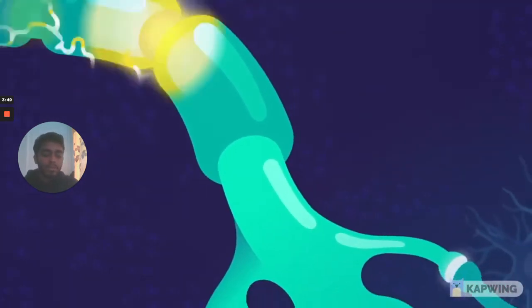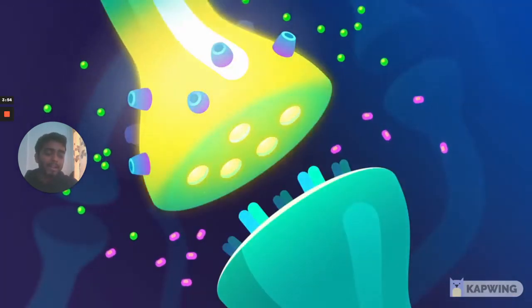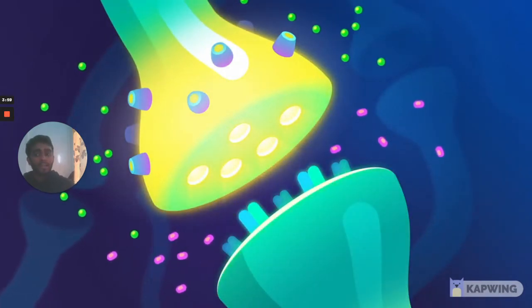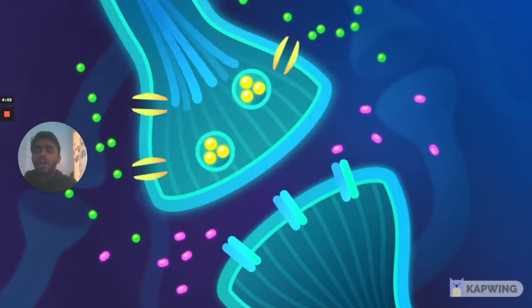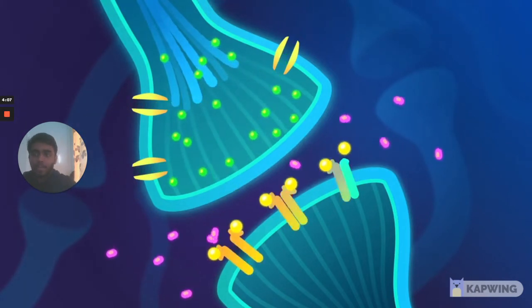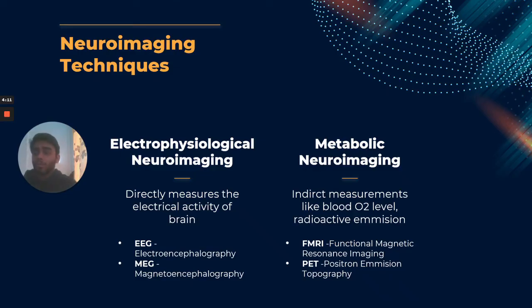A single neuron does not generate enough electrical activity, but a collection of these neurons can generate enough electrical activity that can be detected from the outside of the brain in case of non-invasive techniques, or we can get into invasive techniques which detect at the neuron level, and we'll talk about this more later in the video. Moving ahead, this process of detecting or recording the activity of the brain is called neuroimaging techniques. Neuroimaging techniques can be broadly classified into two types. There is electrophysiological neuroimaging and there is metabolic neuroimaging.